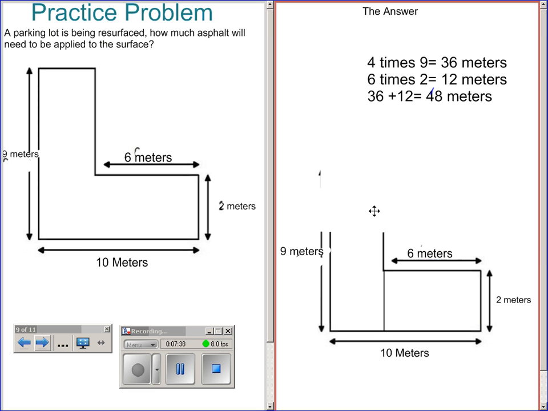9, 4 times 9 is 36. 6 times 2 is 12. 36 plus 12 is 48. Then you have the right answer. 48 meters needs to be resurfaced for the parking lot.